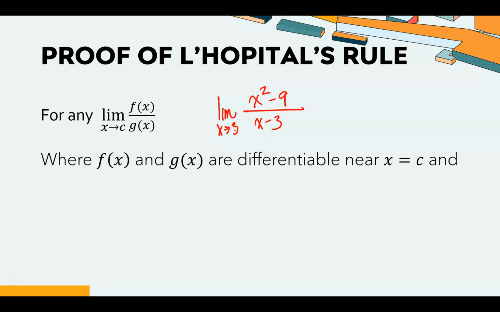And not only that, the function in the numerator and the function in the denominator, each on their own, have to be differentiable near x equals c. And you'll see why in a second. With L'Hopital's rule, we end up doing a derivative to more easily evaluate a limit. Okay, and it also needs to be the case, at least in this version, that the limit of the numerator function is 0 and the limit of the denominator function is 0.